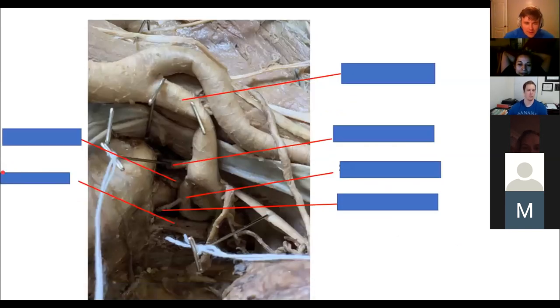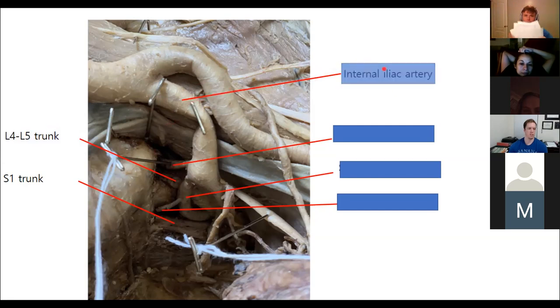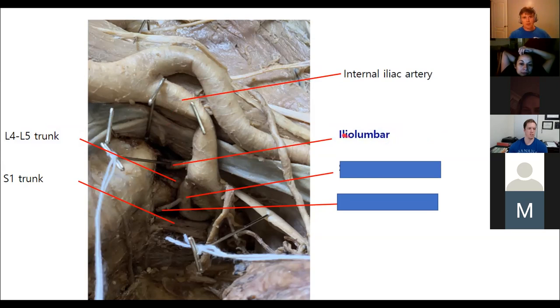All right, that's going to be L4-L5? That's one. The other one's L4-L5. Okay, and that's, I'm sorry, L4-L5. Internal iliac. That one's going to be the superior gluteal, not iliolumbar. Superior gluteal, lateral sacral.